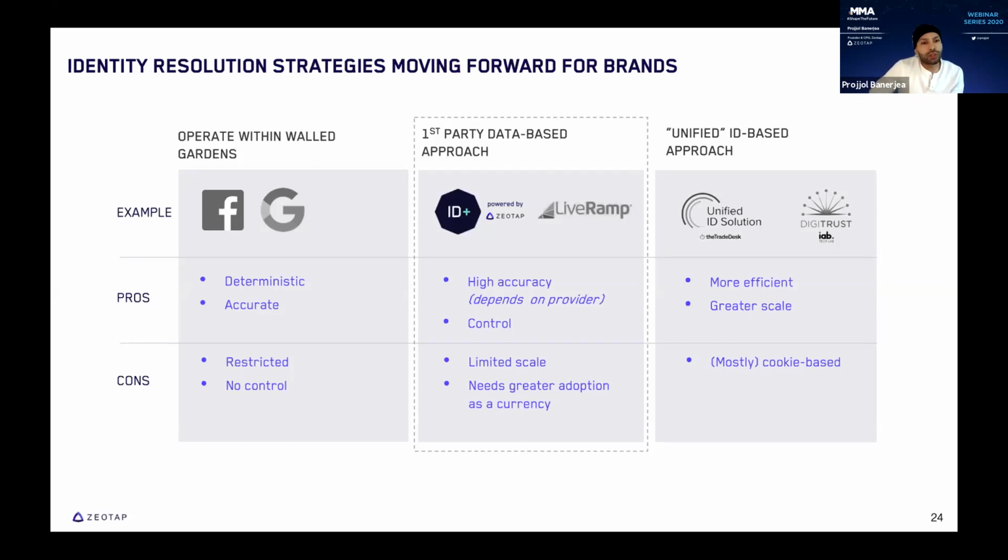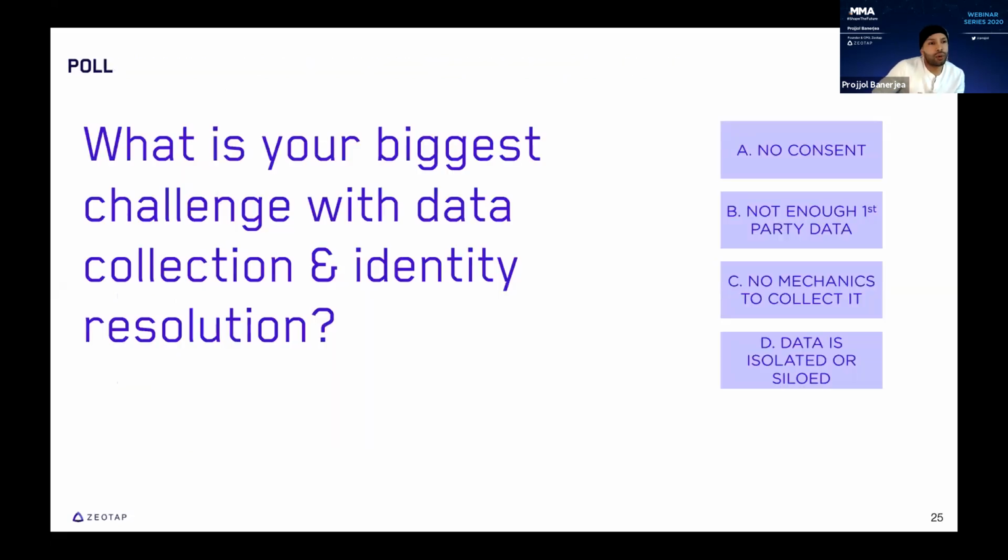Of course, what's evident there is for these efforts to be successful, they need wide-scale adoption across the ecosystem, especially in the form of a currency. So the ID Plus needs to replace the concept of a third-party cookie or a mobile advertising ID, which brings us to our poll. And the question on your biggest challenges when it comes to data collection and identity resolution. And we leave that up for a while as we go to the next slide.